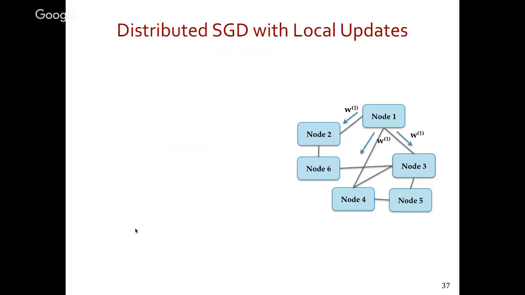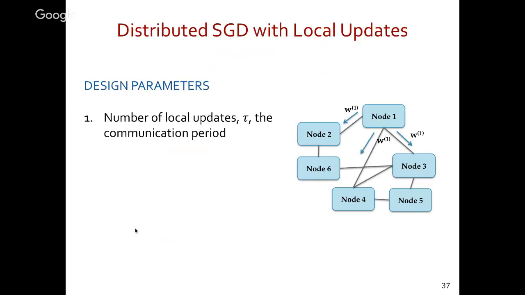Let's dig deeper into that and see what the parameters of interest are if we try to do distributed SGD with local updates. The first parameter is the number of local updates that you can do, which we denote by tau. The second design parameter is the model averaging method. As you can notice, I'm showing this figure which does not have a central server. The discussion that I am going to present can be applied with a central server as well, where each node performs tau local updates, or it can be applied in this decentralized fashion where nodes don't talk to a central server, but just communicate with neighbors. And that is where the model averaging method comes in.